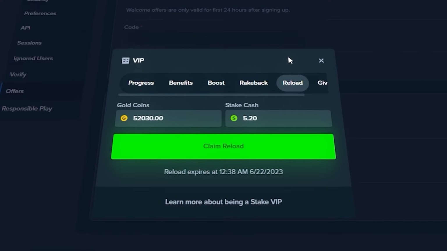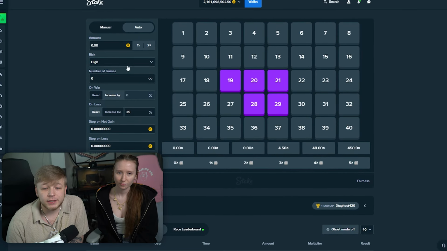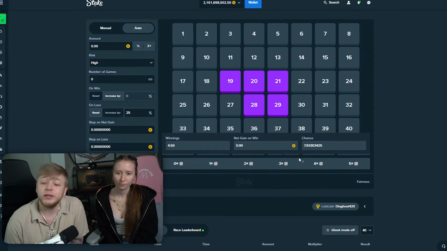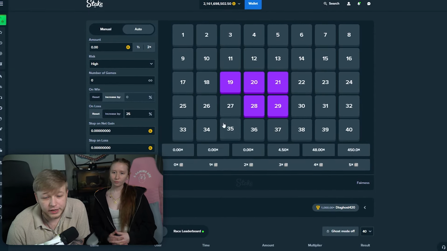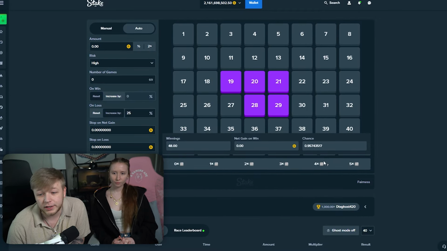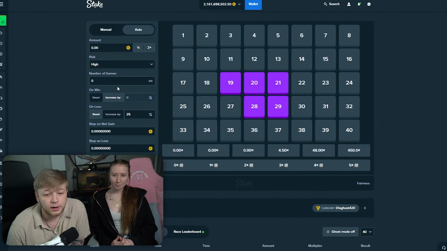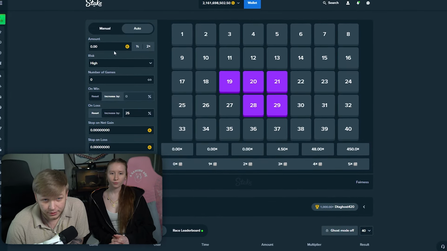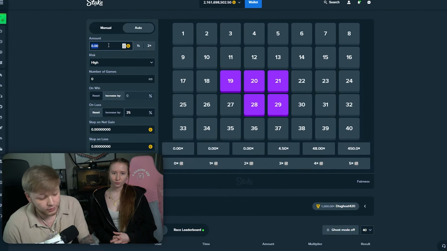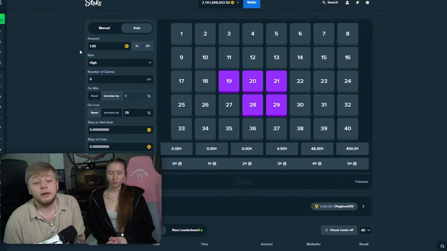For the first strategy that we're going to try, it's 5 clicks high risk, which gives you the opportunity for 4.5x, 48x, or 450x, which is a very, very low chance. The 48 is more possible. But we're going to keep the 25% increase on loss. And I did say before, these are very risky, so keep that in mind.